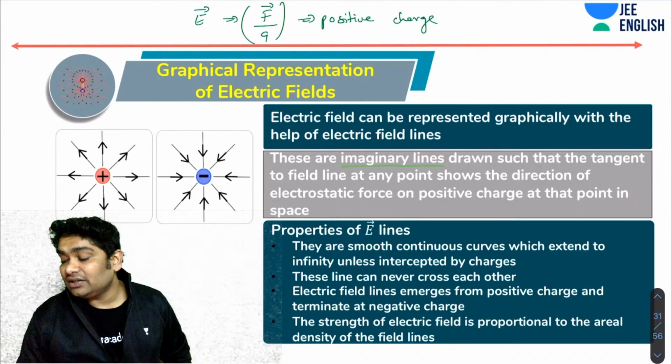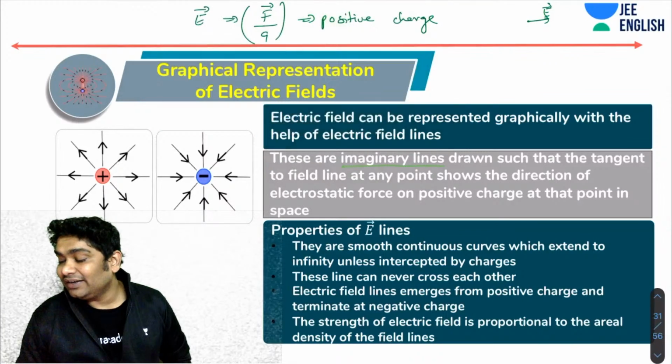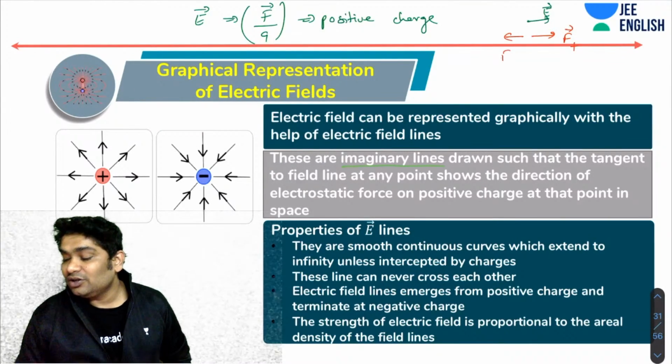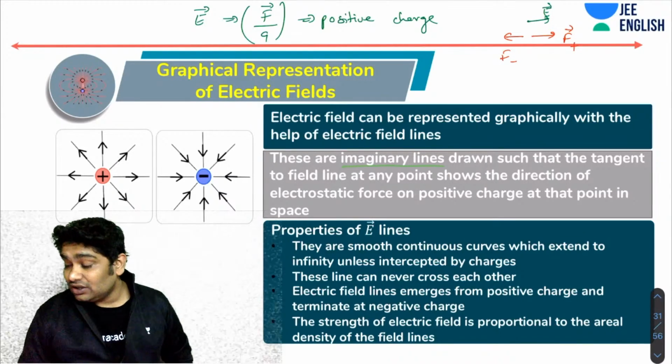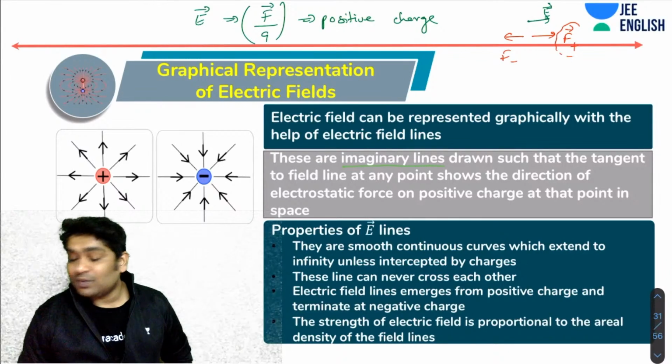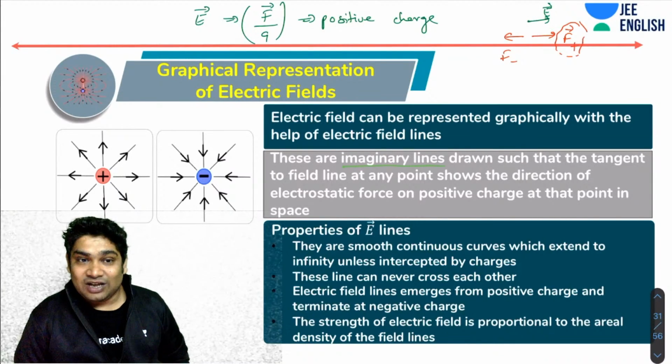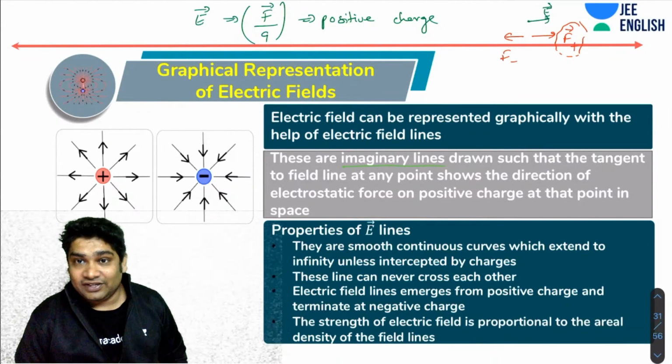Okay, because you realize if you had an electric field like this, now on a positive charge, the force would act here, and on a negative charge, the force would act here. So what direction of field should be chosen? By convention, we choose the direction of force experienced by positive charges. Okay, and that was how we defined the direction of electric field.